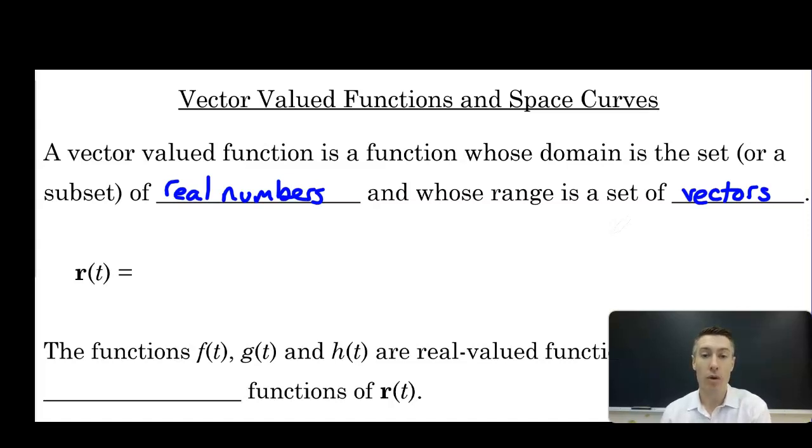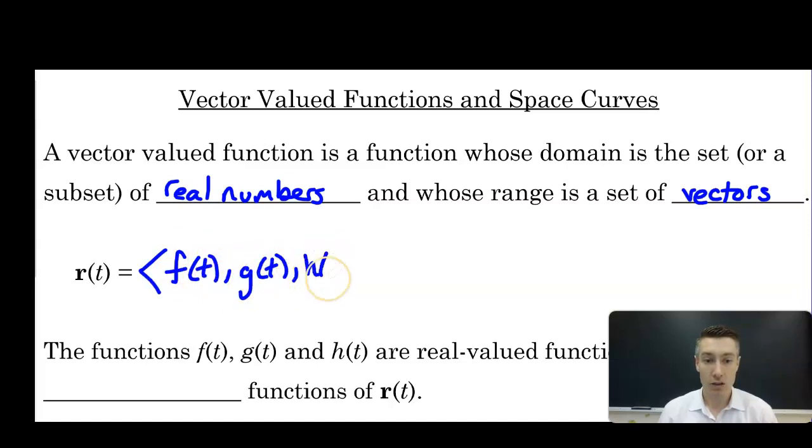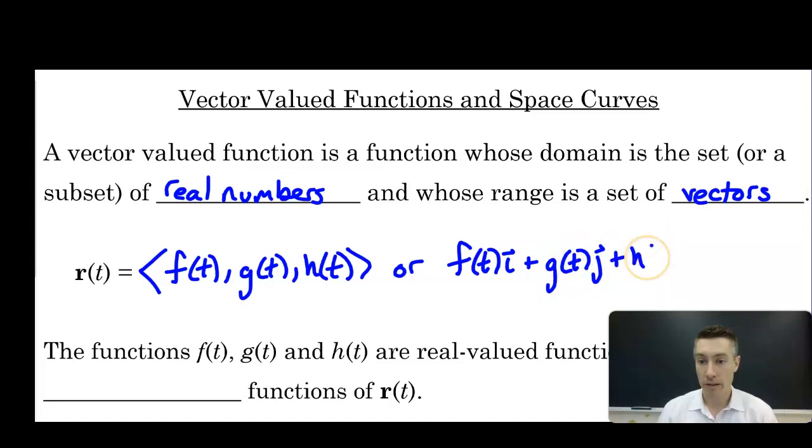And you can go into higher dimensions if necessary, but in this course we're going to stick predominantly with vector functions in 2 and 3 space. As far as notation goes, r of t is equal to the vector bracket f of t, g of t, h of t, or if we write it as a linear combination of i, j, and k, that would be f of t i plus g of t j plus h of t k.